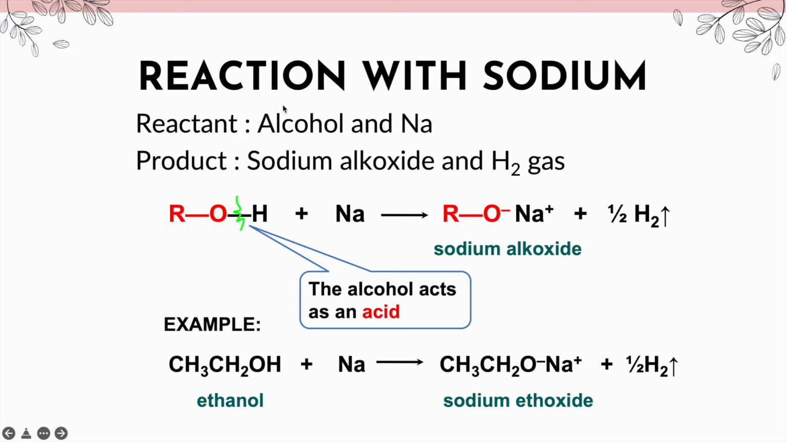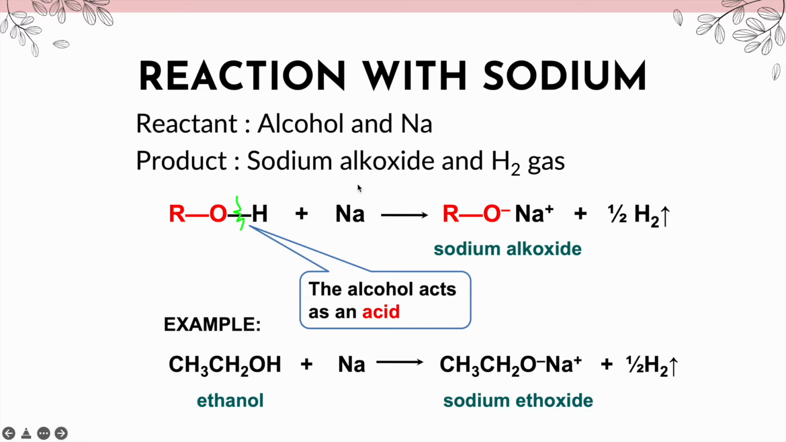The reactants are alcohol and sodium. So here we have alcohol over here. We remove the hydrogen, meaning it will become H+. So over here, alcohol acts as an acid. Why? It is because the alcohol is able to produce H+, hydrogen ion. So that's why we say alcohol can act as an acid, because it is able to produce H+.